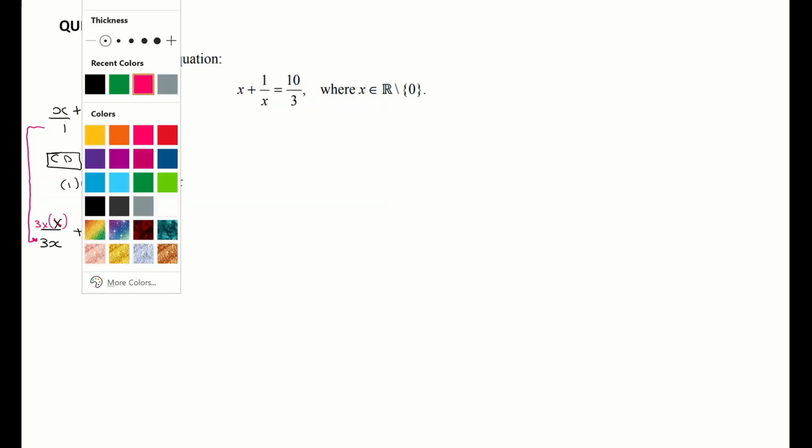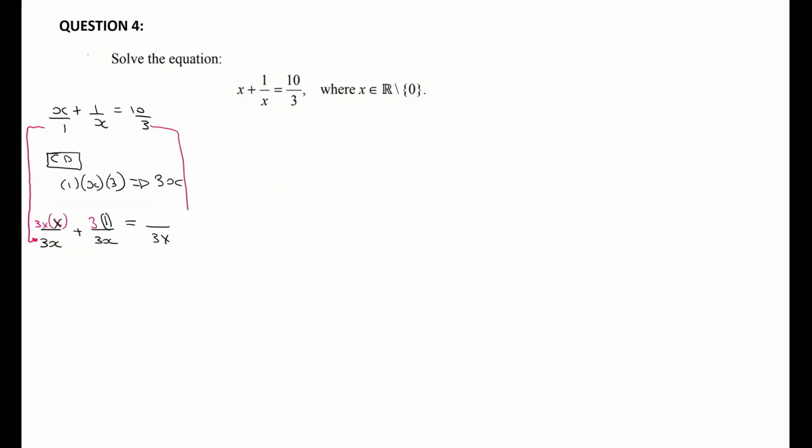And my final fraction, how did I make the 3 become 3x? Well, I multiplied it by x. So that means I have to multiply the numerator also by x because I have to keep them equivalent. And when I tidy that up, I'm going to multiply the 3x by the x first of all, which is giving me 3x squared over 3x, plus 3 by 1, which is 3 over 3x, and then 10 by x, which is giving me 10x all over 3x.